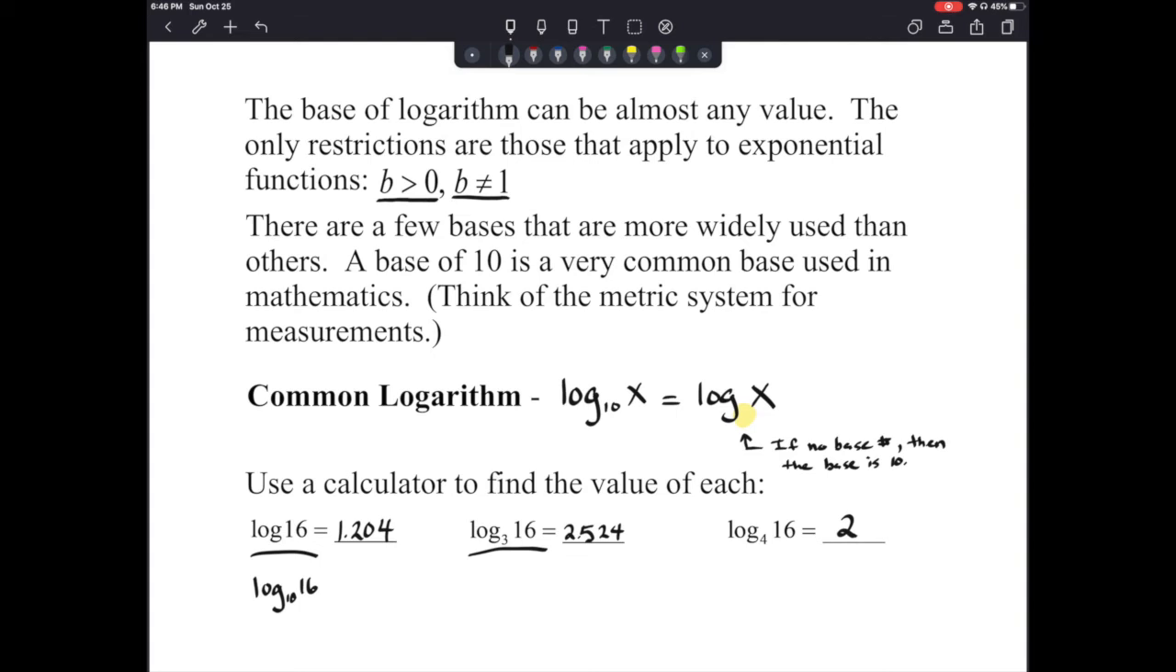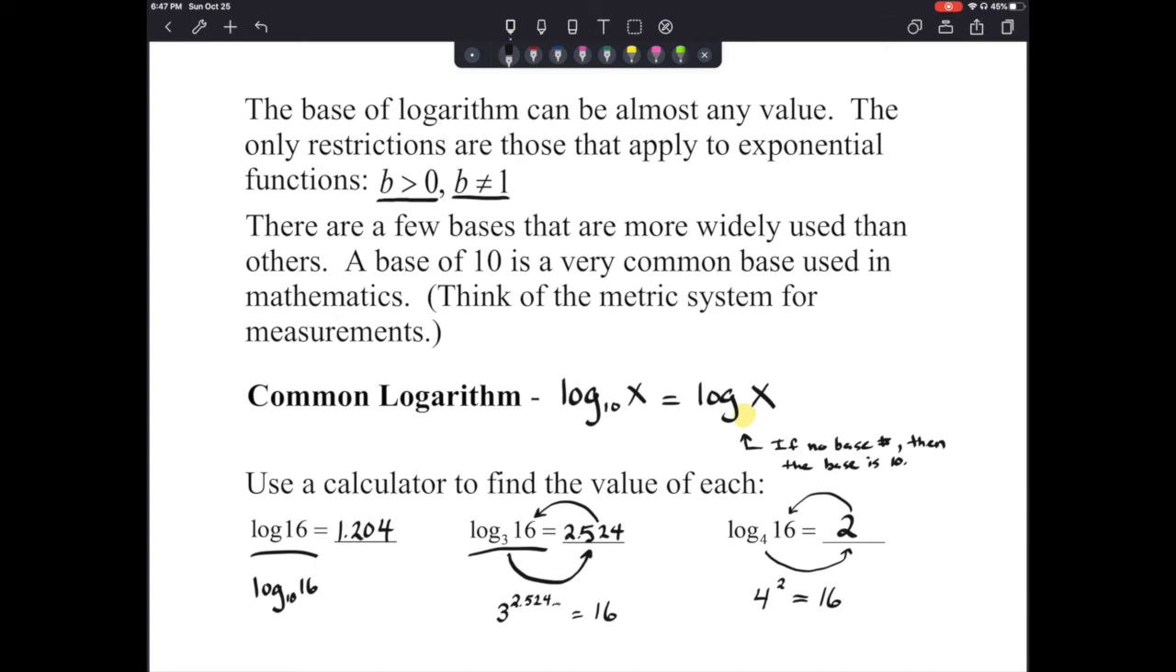And if we take any of these and rewrite them, especially this last one, we'll do it first. We're thinking this is like 4 to what power equals 16? Well, 4 to the second power equals 16. The middle one, 3 to what power equals 16? Well, it'll be 3 to the 2.524, and it would just continue on there, would equal 16.